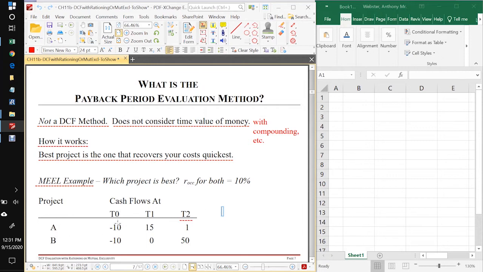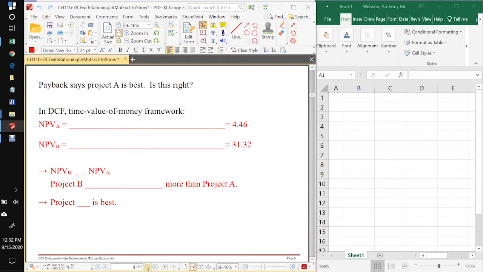So both of them are going to require cash flows of 10, let's say million dollars at T equals 0. And project A, we hope and expect, is going to return us a cash flow of 15 million after a year and another million after 2 years. And project B, the same 10 million required at T equals 0. We get nothing at the end of year 1. We don't get anything until the end of year 2. But look at that. We get a huge blob of money at the end of year 2 of 50 million. So those are our two projects.